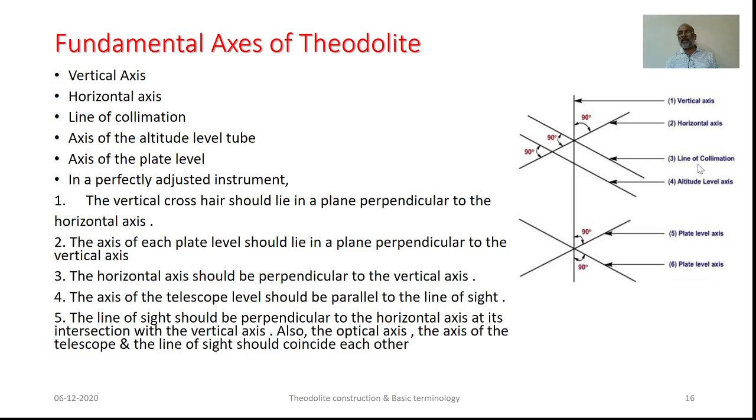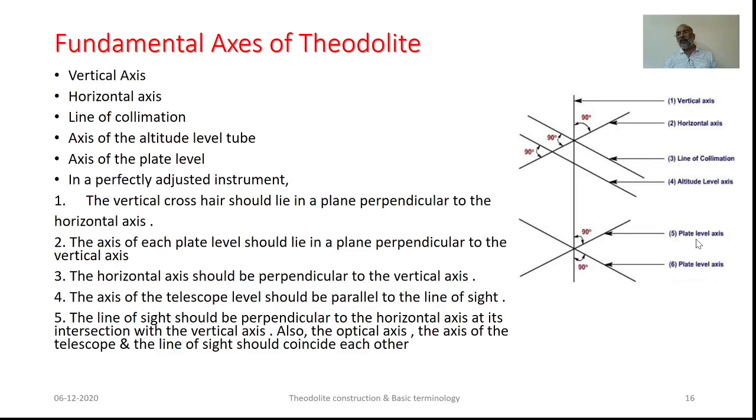Line of collimation is nothing but the line of sight, which is defined by the intersection of the vertical hair and horizontal hair of the diaphragm and the optical center of the objective glass. Whenever we have the altitude level tube leveled, the bubble will be at its crown point. At that time, the horizontal line tangential to that position of the bubble is termed the altitude level axis. This is associated with the vertical angle measurement.